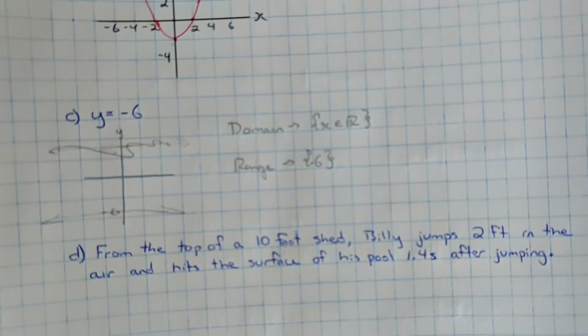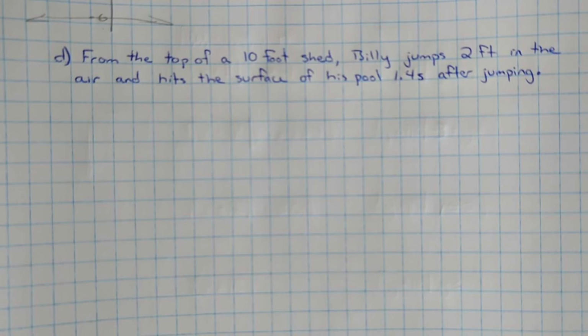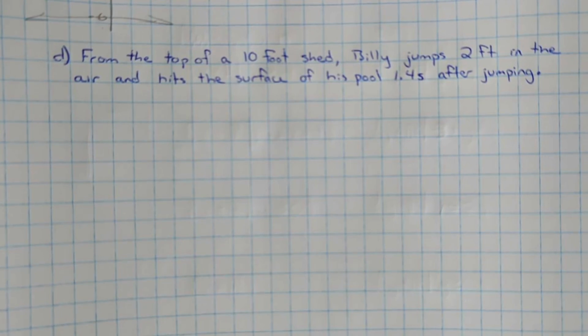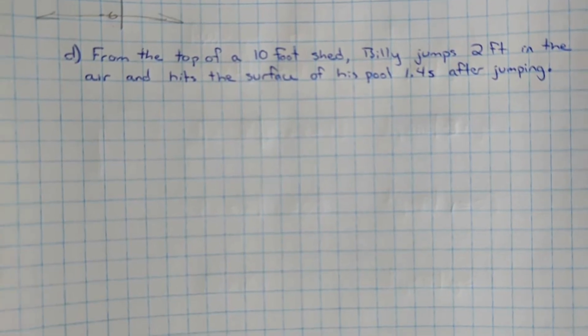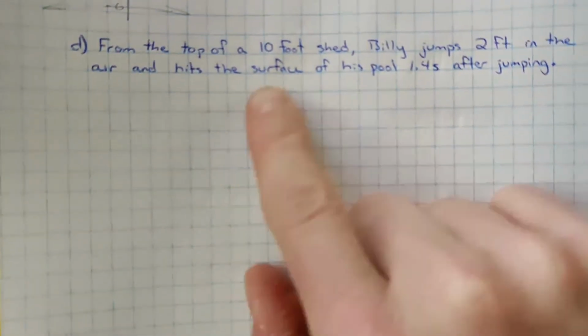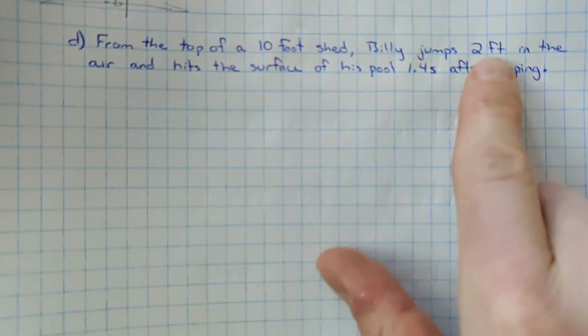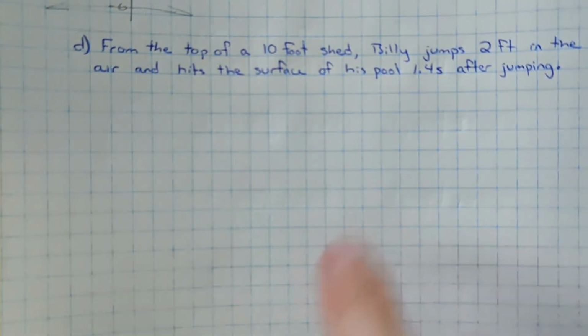That's our range. And then, like I said earlier, some of these are restricted by real world situations. So if we got Billy here, and he's taking a jump off his 10-foot shed. So he's got the shed, it's 10 feet up in the air. He's jumping off there, he's jumping up 2 feet, and then he's going to dive into his pool, because don't do this. This is probably a bad idea, but it was what I came up with. I may have been watching kids out my window jumping into their pool off their shed roof. So he jumps off his shed roof. It's 10 feet up in the air. Jumps 2 feet up into the air, and then lands on the surface of his pool after 1.4 seconds after jumping.